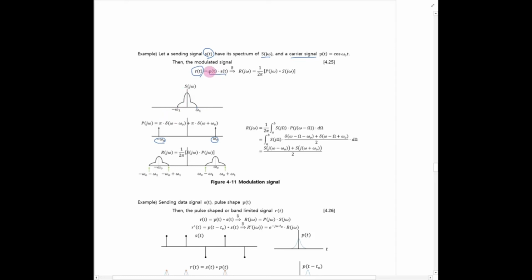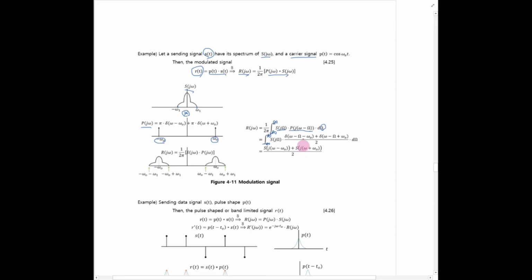Then taking the Fourier transform, R(j omega), the Fourier transform of this, can be expressed by the convolution of P and S. The convolution of S(j omega) and P(j omega). The convolution operation shown here just goes from minus infinity to infinity, and convolution can be done by these integrations: S(Omega) and P(omega minus Omega). We take the integration over Omega from minus infinity to infinity.